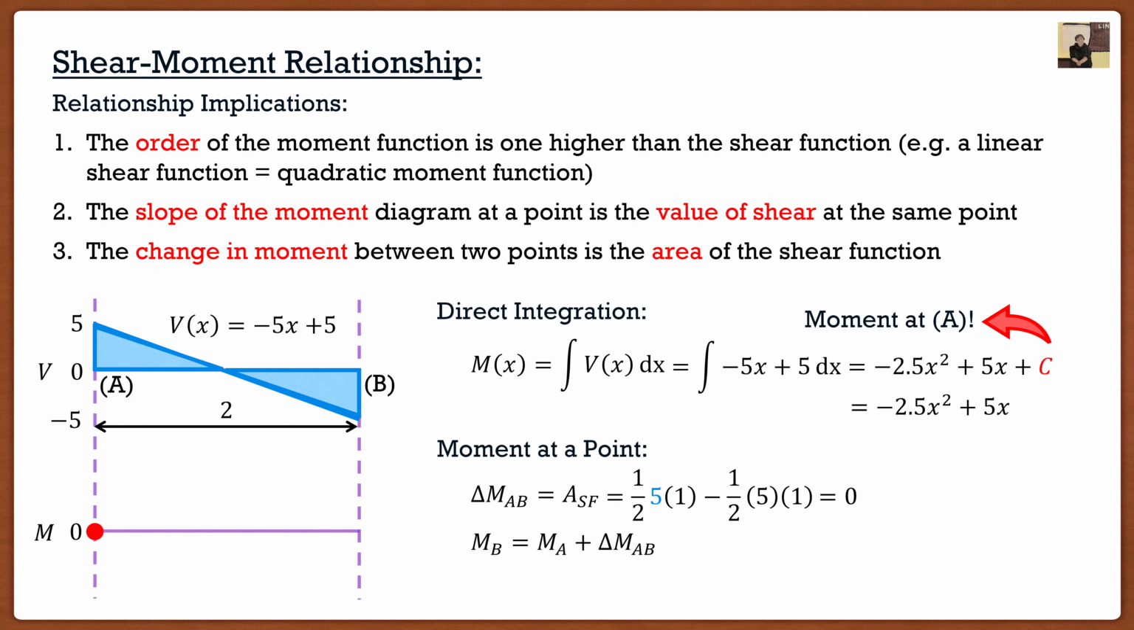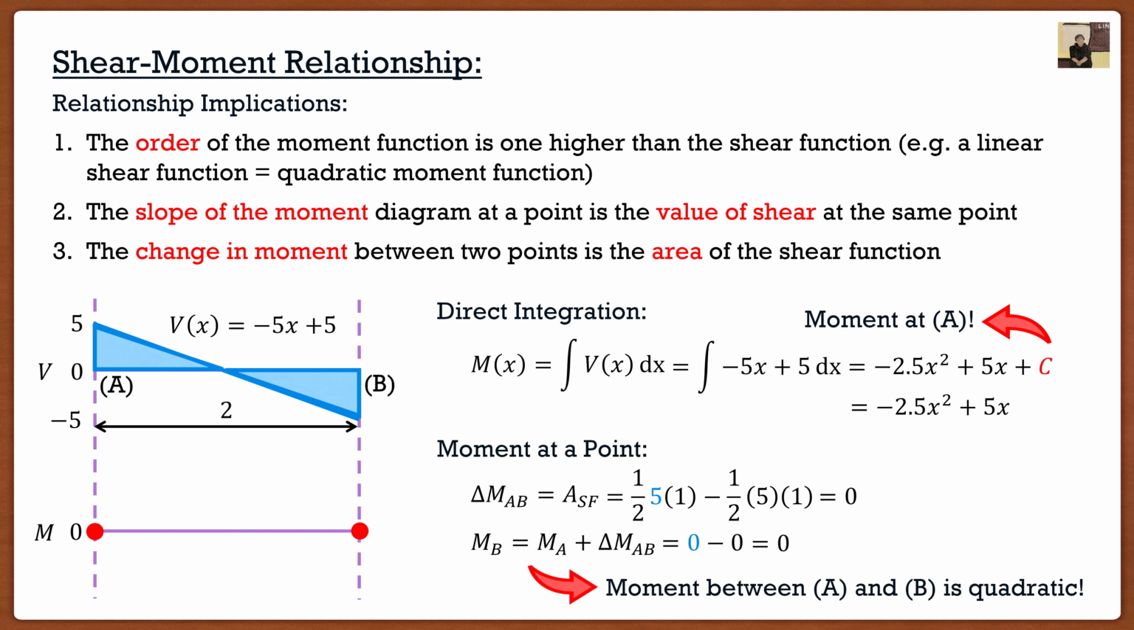We can say, all right, well, if I know the moment at A, and I know the change in moment between A and B, I can solve for my moment at B. So it's going to be equal to 0 minus 0. So we know that the moment at B is actually going to be equal to 0. So now we have our 2 points, and then we look at the relationship. We know that since our shear is linear, our moment must be quadratic. So students go, okay, that's nice and simple. I know that this has to be quadratic, so I know that the moment diagram must look like this. And this is correct. We know from the direct integration this matches completely, we're good to go.